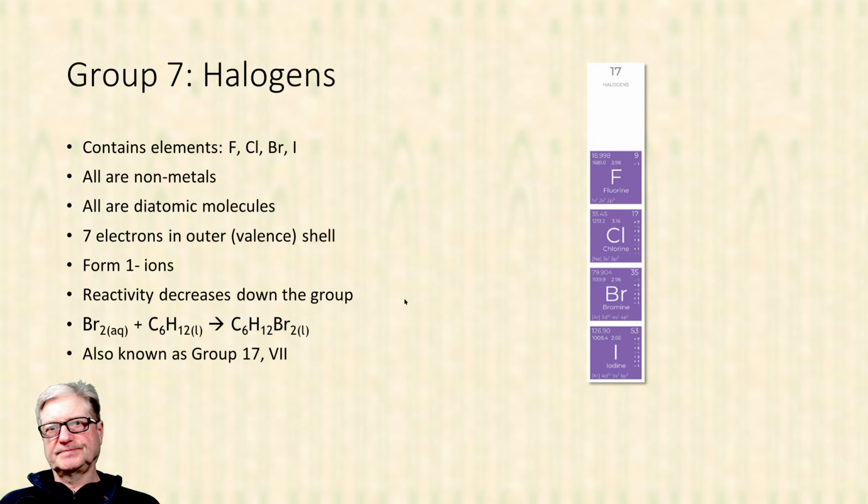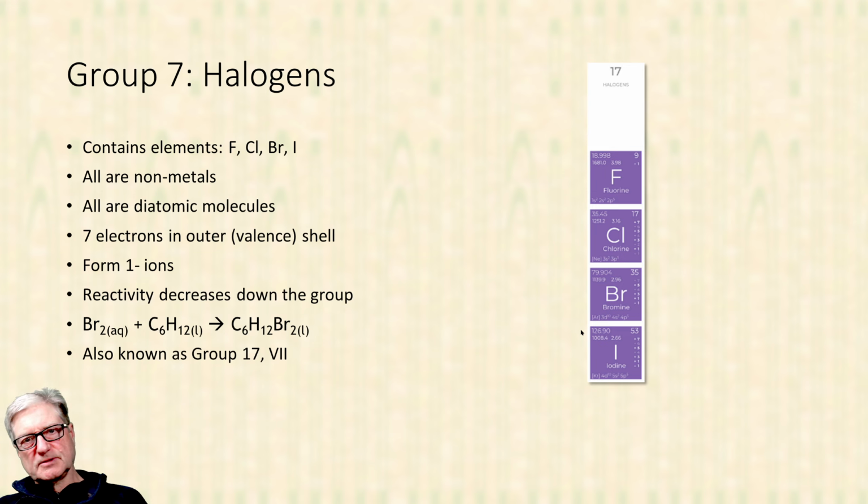In this case, the reactivity decreases down the group. Fluorine is by far the most reactive element, and there are reasons for that, which we're not going to go into in National 5, but you'll learn about them in Higher Chemistry. Fluorine is the most reactive of this group, and iodine is the least reactive. These elements are also quite varied in their physical properties. Fluorine is a gas, chlorine is a gas, bromine is a liquid, and iodine is a solid. So as we go down the group, we move from gas to solid.